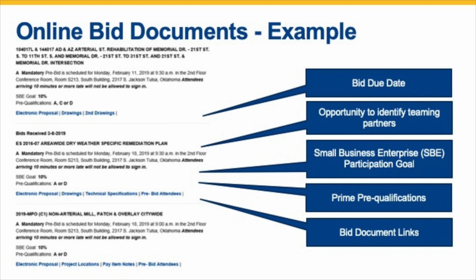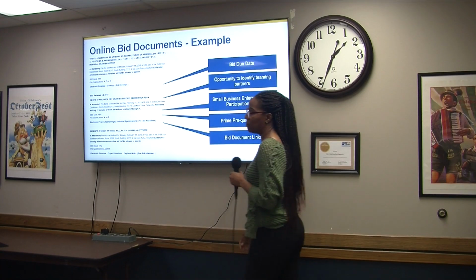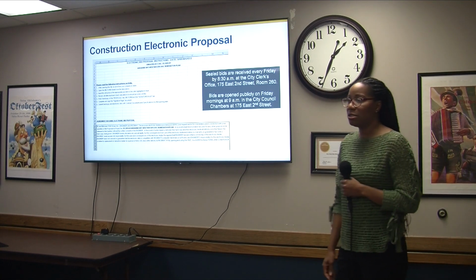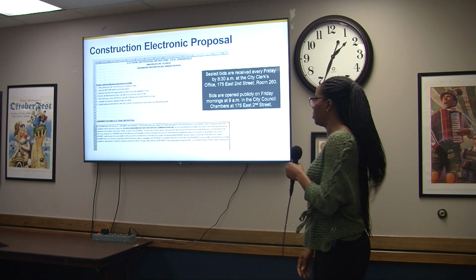We list the SBE, which is our small business enterprise utilization goal, of 10% that is mandatory. We also list underneath there the pre-qualifications for the job. Underneath there in blue, we have the hyperlinks to the electronic documents that are available for you also to solicit out to your subs so they can be enlightened on what's going on with the project.